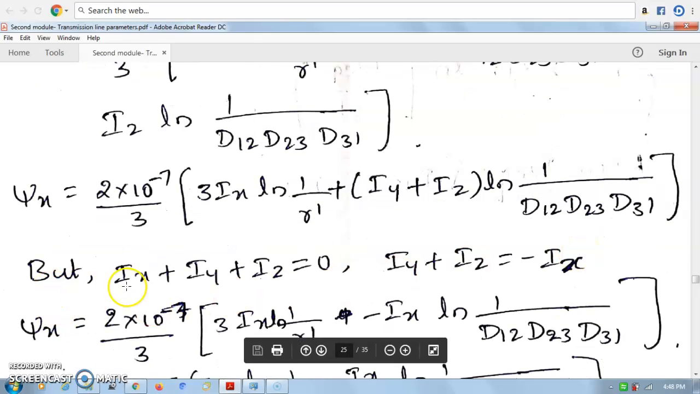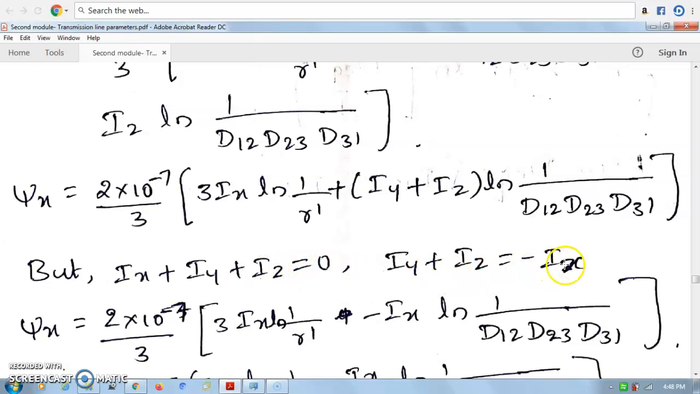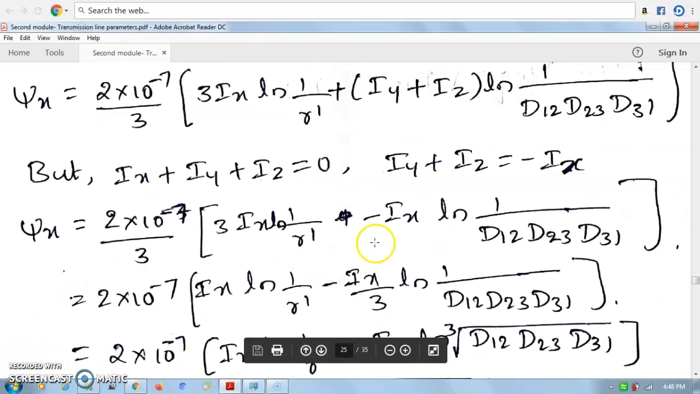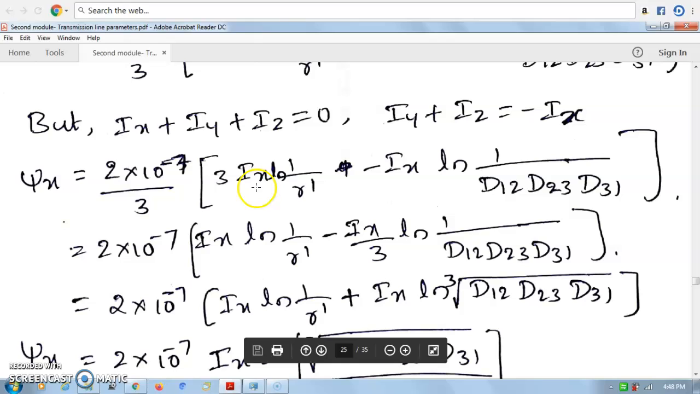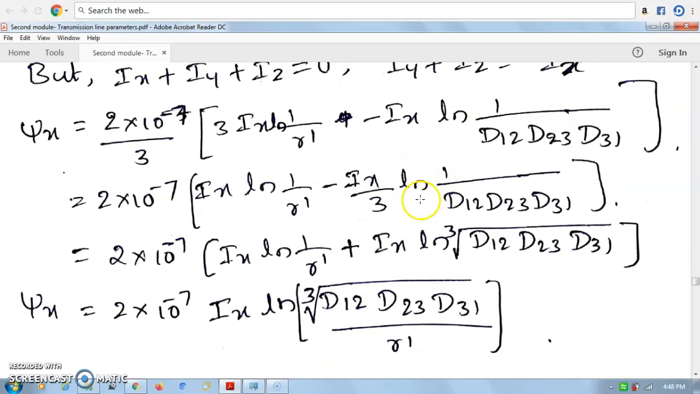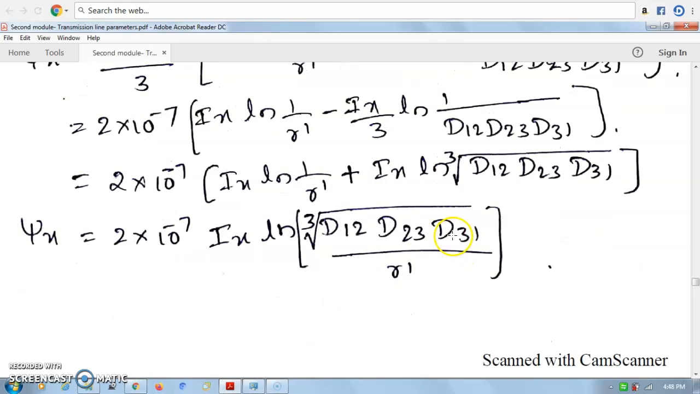Therefore, all three Ix, Iy, Iz should be balanced, equal to 0. Iy plus Iz is equal to minus Ix. Put that in here. Next, minus Ix of this term. Ix is common here. The 3 taken inside gets cancelled. Take 1 by 3 here. So take this 1 by 3 as a power of this term. That is raised to a power, which means you have to take the cube root.